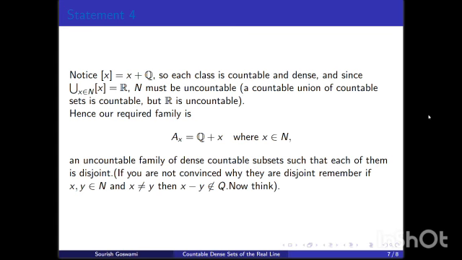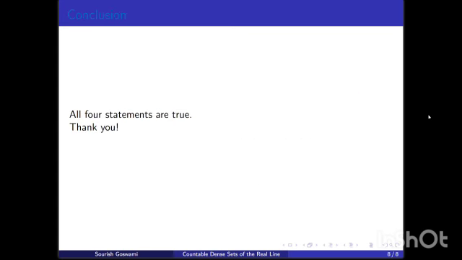So this was a rough idea of how all the statements follow. Hence, all four statements are true.